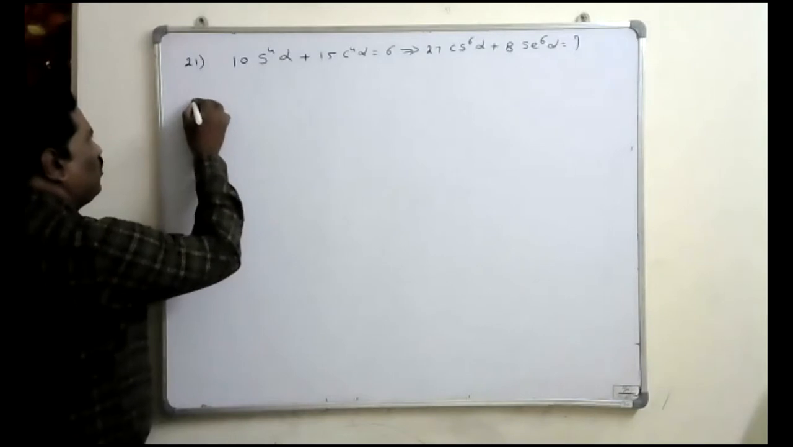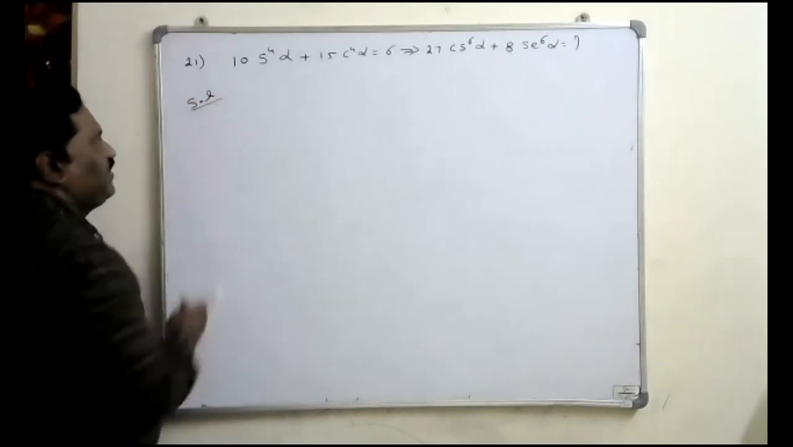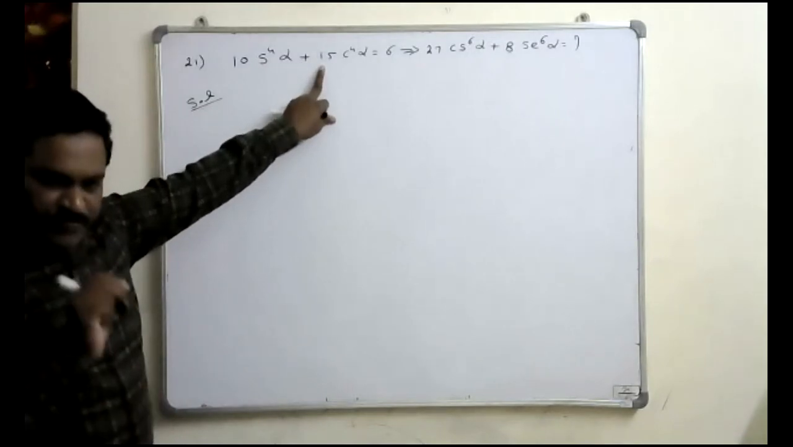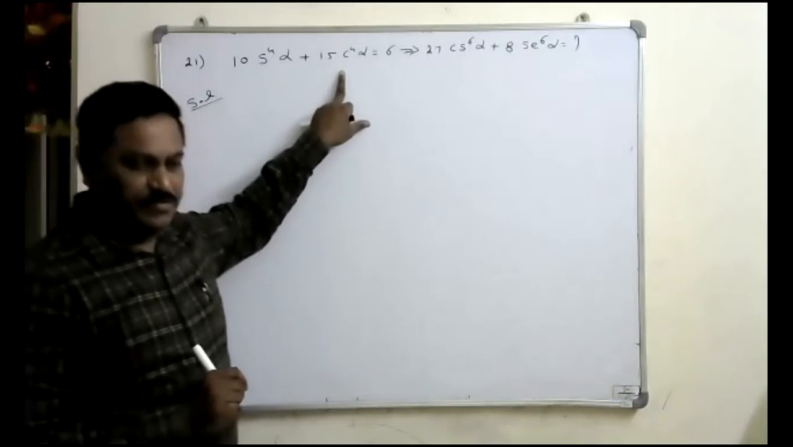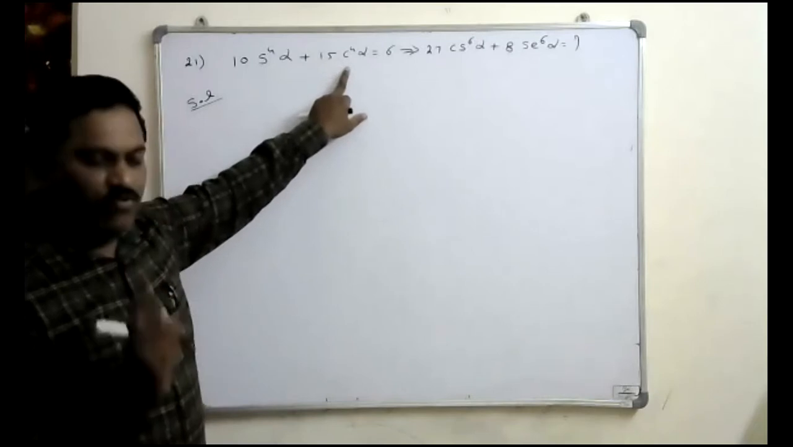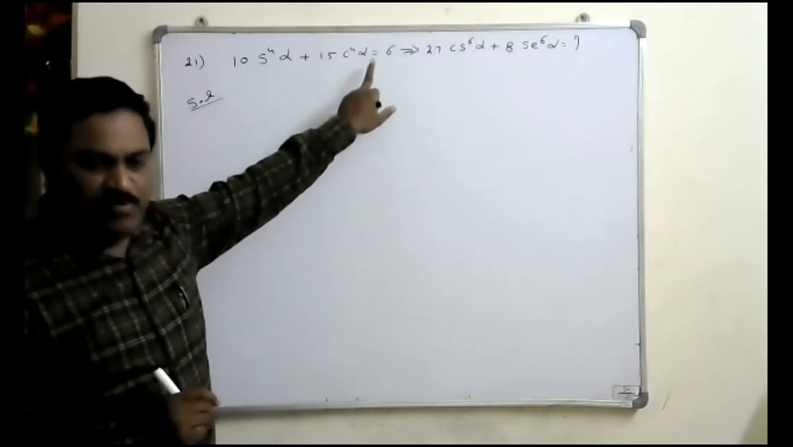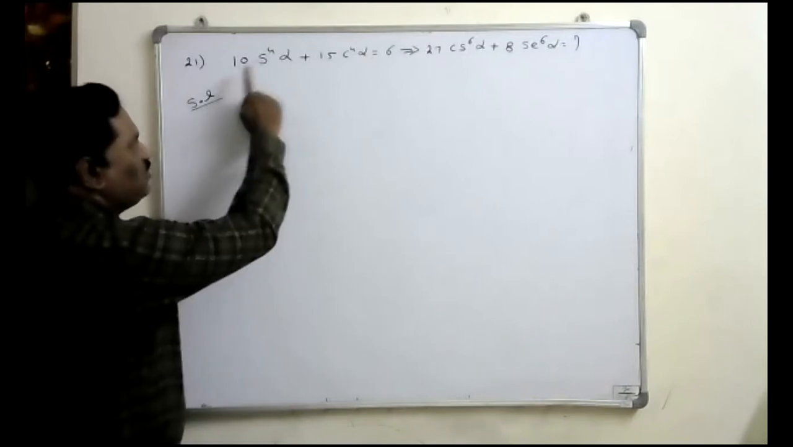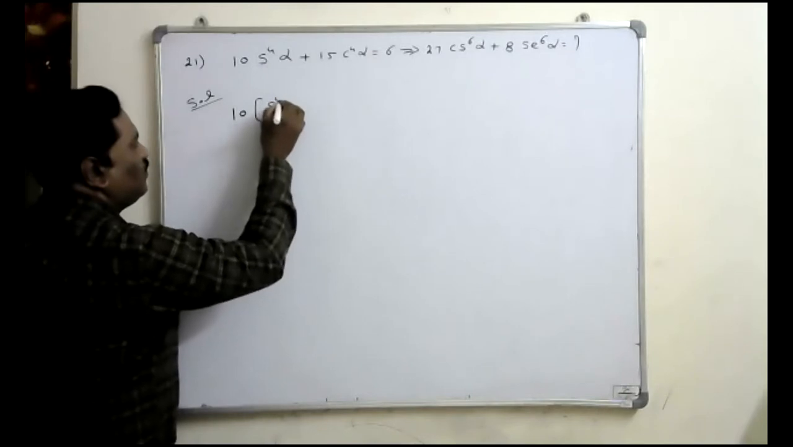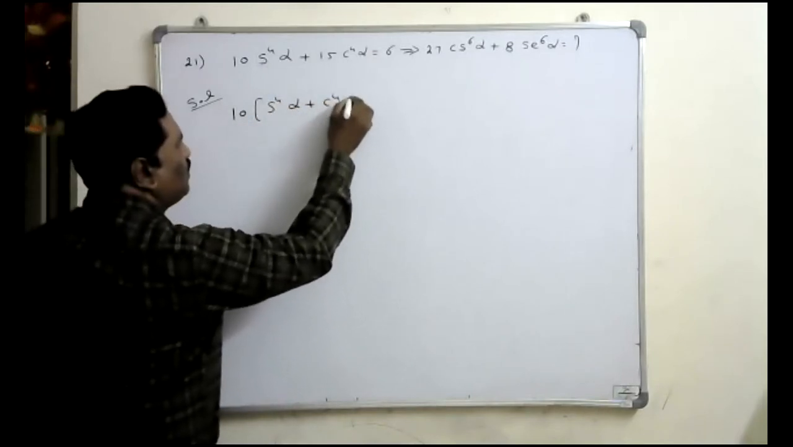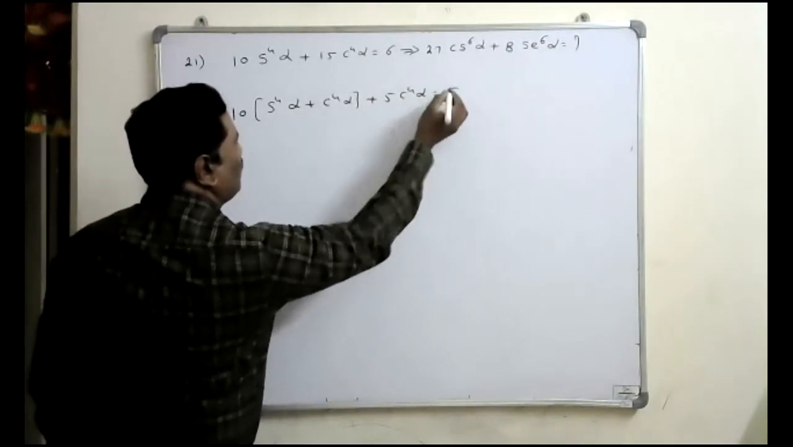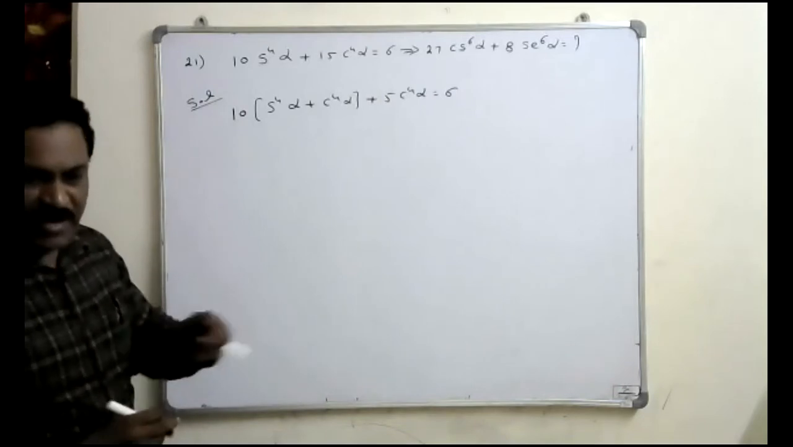So to solve this, first there is 10 sin power 4 alpha plus there is a 15. This 15 we will write as 10 plus 5, that is 10 cos power 4 alpha plus 5 cos power 4 alpha, and from these two we will take the 10 common. Then you can write 10 times (sin power 4 alpha plus cos power 4 alpha) plus 5 cos power 4 alpha is equal to 6. Okay, like that we will write it.